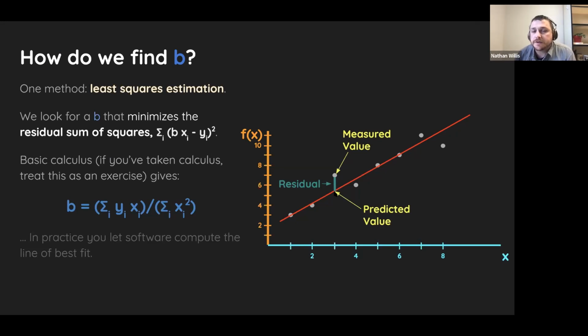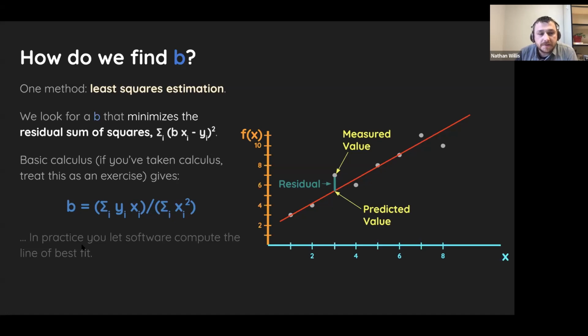And then the difference between these two is called the residual, right? So for every data value, you would get a residual. We square all these so that they're all positive, and then we add them up. The line of best fit, or the one line that we're looking for, is going to minimize that residual sum of squares, which is right here in white. And so that's the overall goal of how we find b.